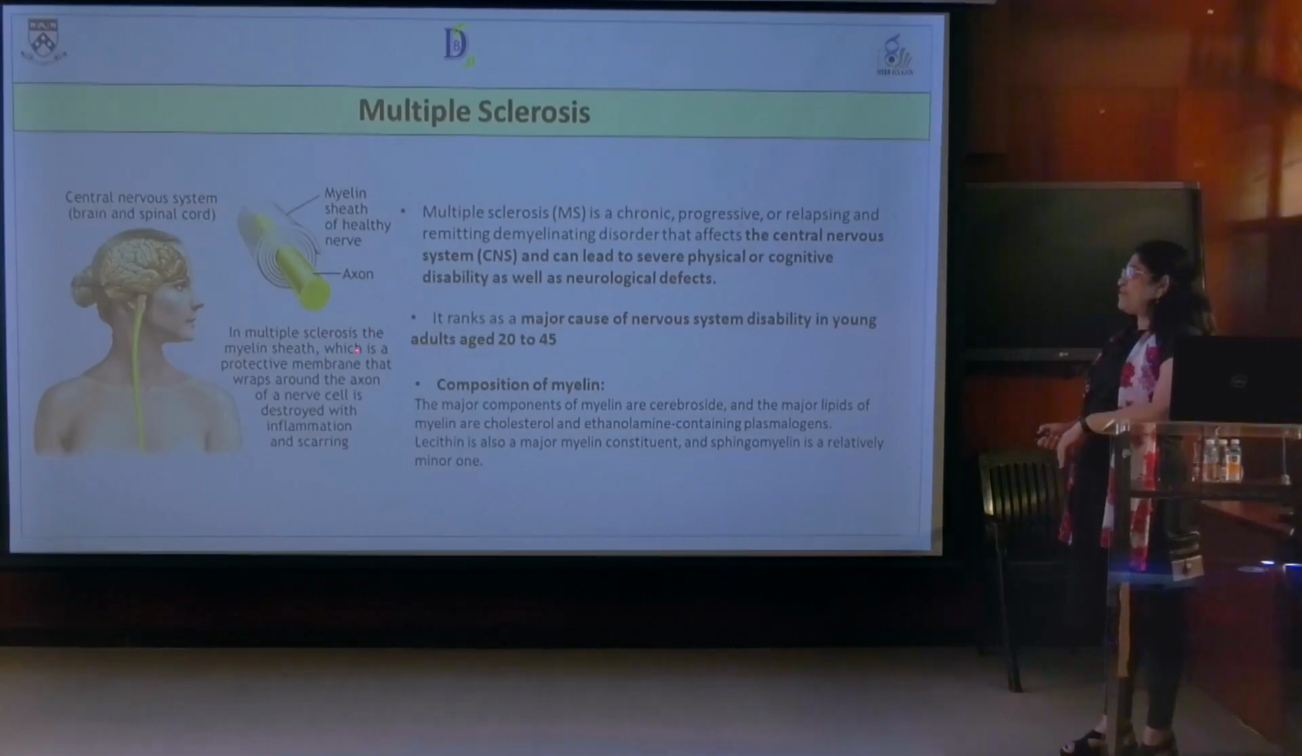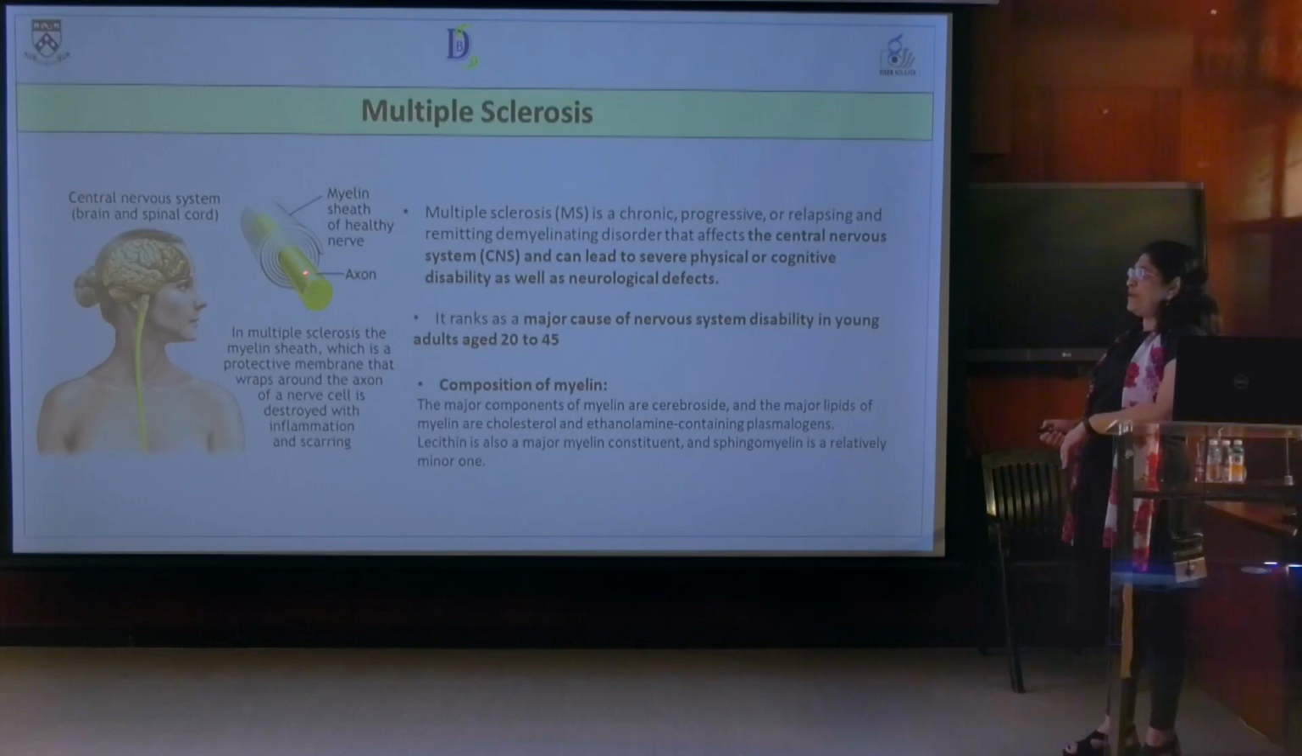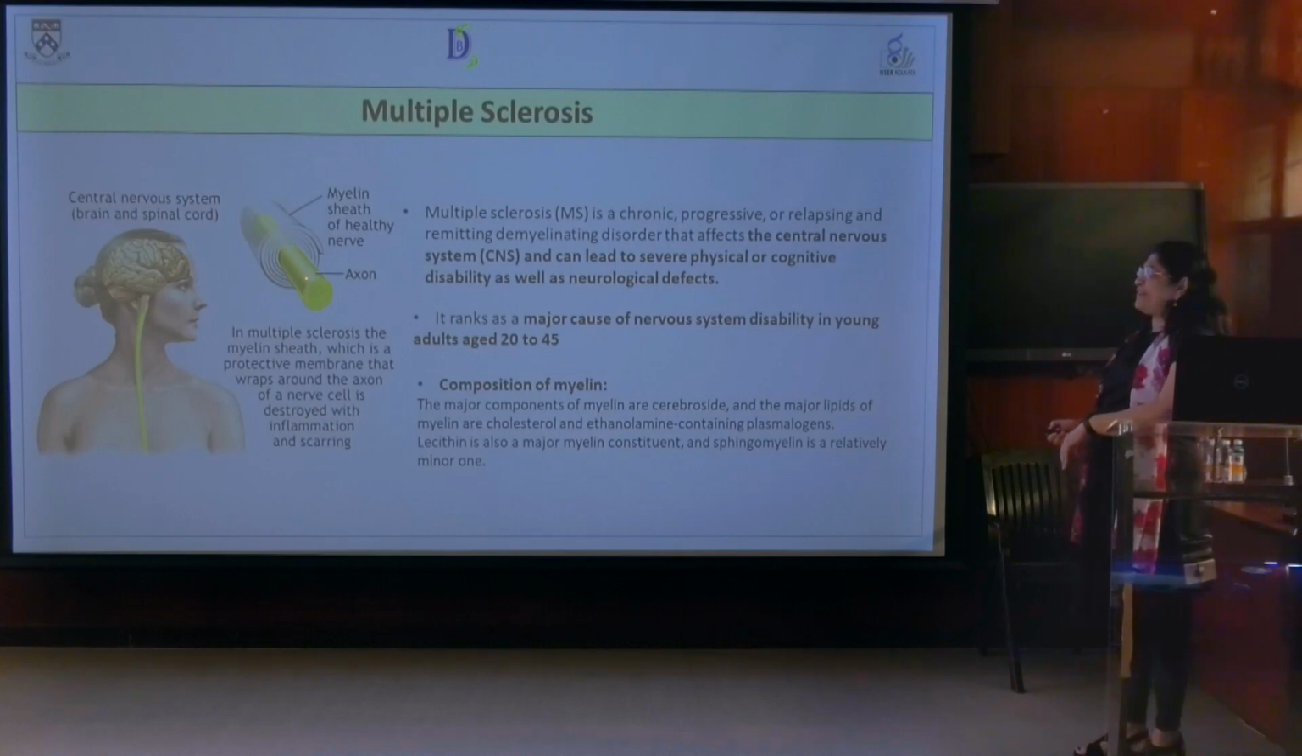In multiple sclerosis, the myelin sheath is affected. In our nerve fiber, we have a concentric ring surrounding the nerve fiber, which is called the myelin sheath. That is a protective membrane and it helps the nerve impulse go from one nerve to another very fast, and that's what causes saltatory conduction. If there is inflammation, then the disease happens.